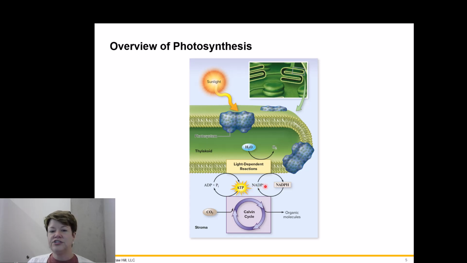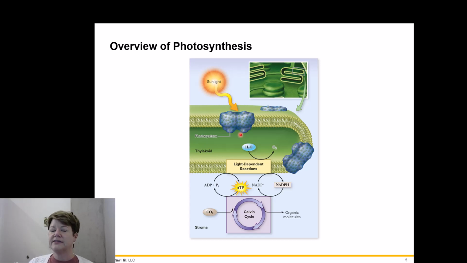NADP+ is just like NAD+ from respiration. There's just an extra phosphate in that molecule than what's in the mitochondria. So NADP+ is also an electron carrier. When it picks up electrons, it becomes NADPH. And so what you have here is during the light-dependent reactions, sunlight, and I'm going to go into a little more detail in a minute, but sunlight comes in.